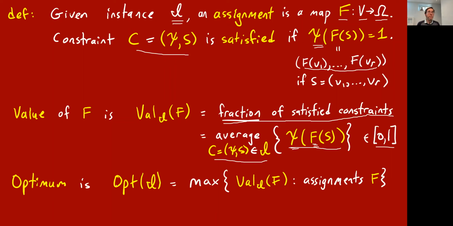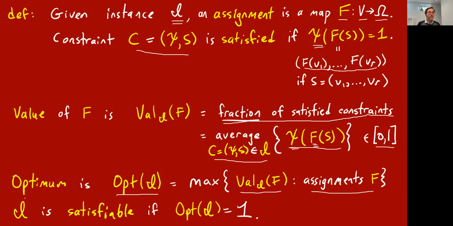And finally, I'll say the optimum of the CSP, denoted opt of I, is, well, a natural thing. It's the maximum possible value you can achieve over all assignments F. So you're trying to find the assignment which maximizes the fraction of constraints that it satisfies. Like in max cut, you're trying to find a partition that maximizes the number of edges that you cut. You can even think of 3SAT as an optimization problem. Given a 3-CNF instance, one thing you might think about is whether there's an assignment that satisfies all the clauses, but more generally, you could try to find an assignment that satisfies as many clauses as possible.